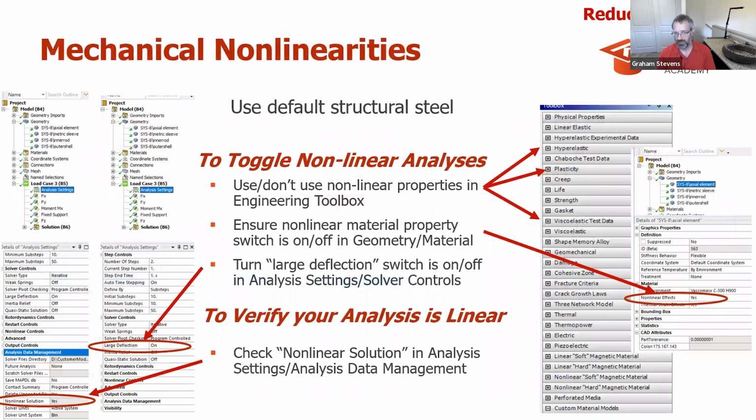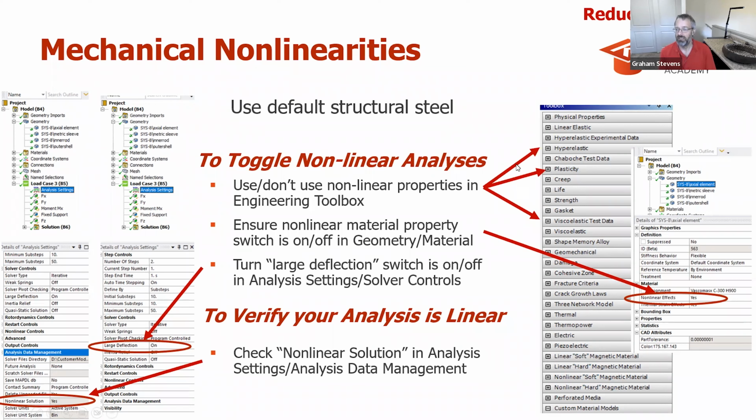Similarly, on the mechanical side, it's best to just start with default structural steel and run an analysis there. Then you can also tell if the material properties that you're adding in are what's causing issues or changing your analysis. And then there are a number of switches that I wanted to point out here, for turning nonlinear properties on and off and turning nonlinear analyses on and off.